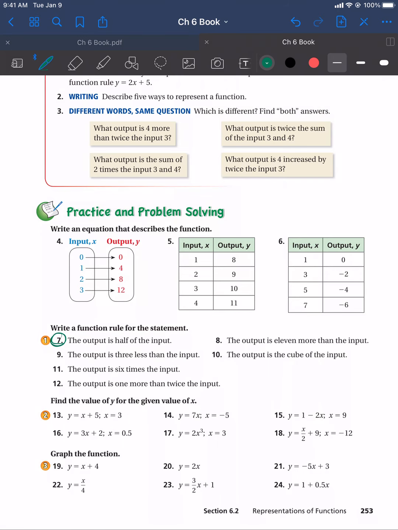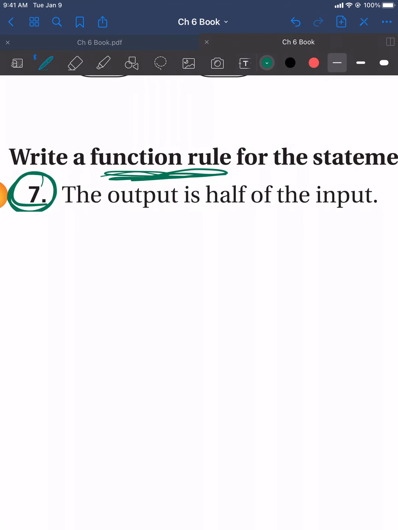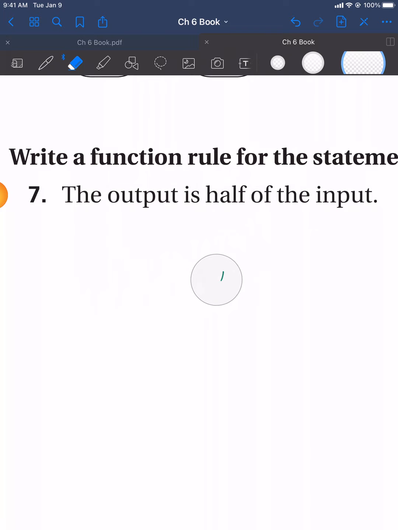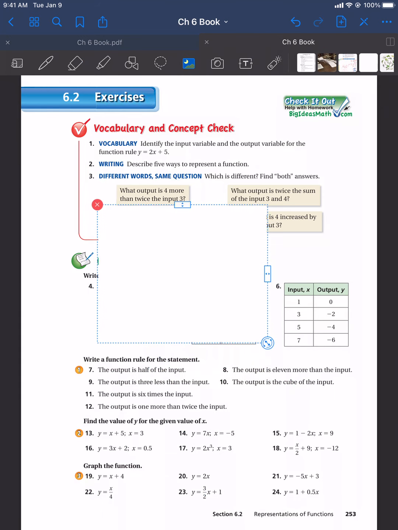7 through 12 says write a function rule. Remember, when you're writing a function rule, I'll do one with you real quick. You try to write what you see in words as an equation. Output is always your y. The output, so that's y, is, meaning equals, half of the input. So input is x, half of it would be divide by 2. There's your function rule. That's it. Okay? You're going to do that for 7 through 12, that's all you're going to do.